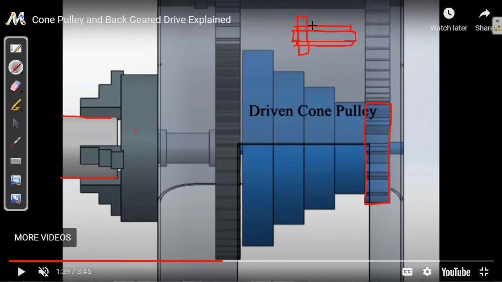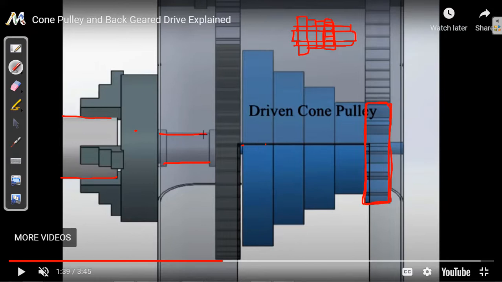This particular pulley arrangement is there, and then this particular gear, this is the gear, and this gear is there. And this shaft is connected to the headstock spindle. Here is the headstock spindle, so it is connected with the headstock spindle.